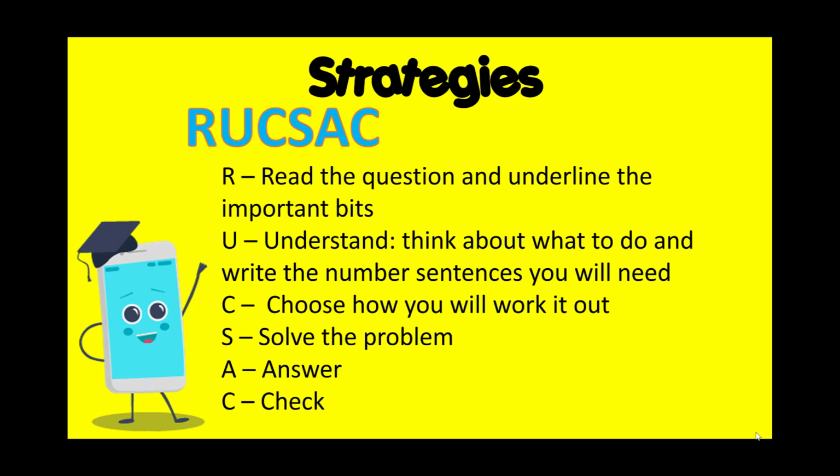Next we have RUCKSACK. So the first part is to read the question and underline the important bits. The U is understand. Think about what you need to do and write the number sentences you will need. C is then to choose how you're going to work it out. What math skills are you going to use? Then S is to actually solve the problem. To write your answer is A, and then to check your answer is C.